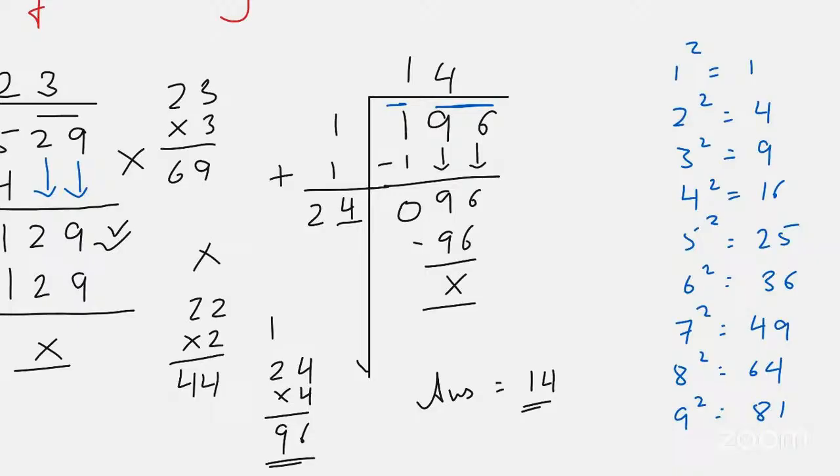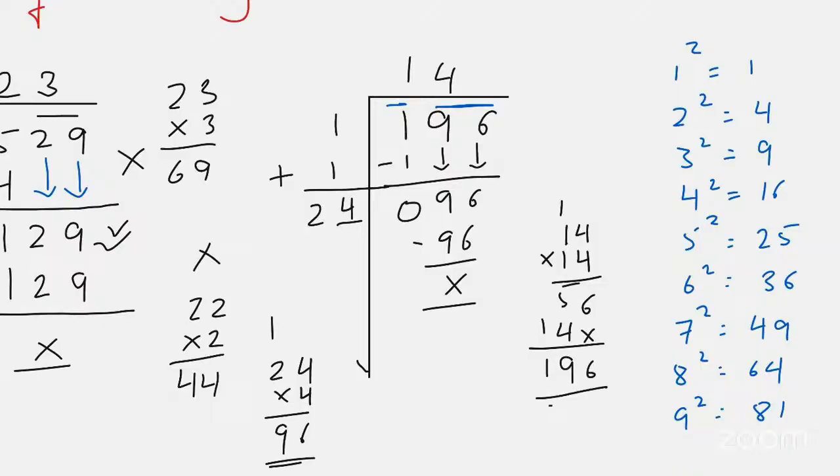Now, how to check if your answer is correct? Multiply 14 times 14. 4 4s are 16, 6 carry 1. Then 4 1s are 4 plus 1, 5. Put the multiply sign. 4 1s are 4. 1 times 1 is 1. So 6, 5 plus 4 is 9, 1. I'm getting this original number now.